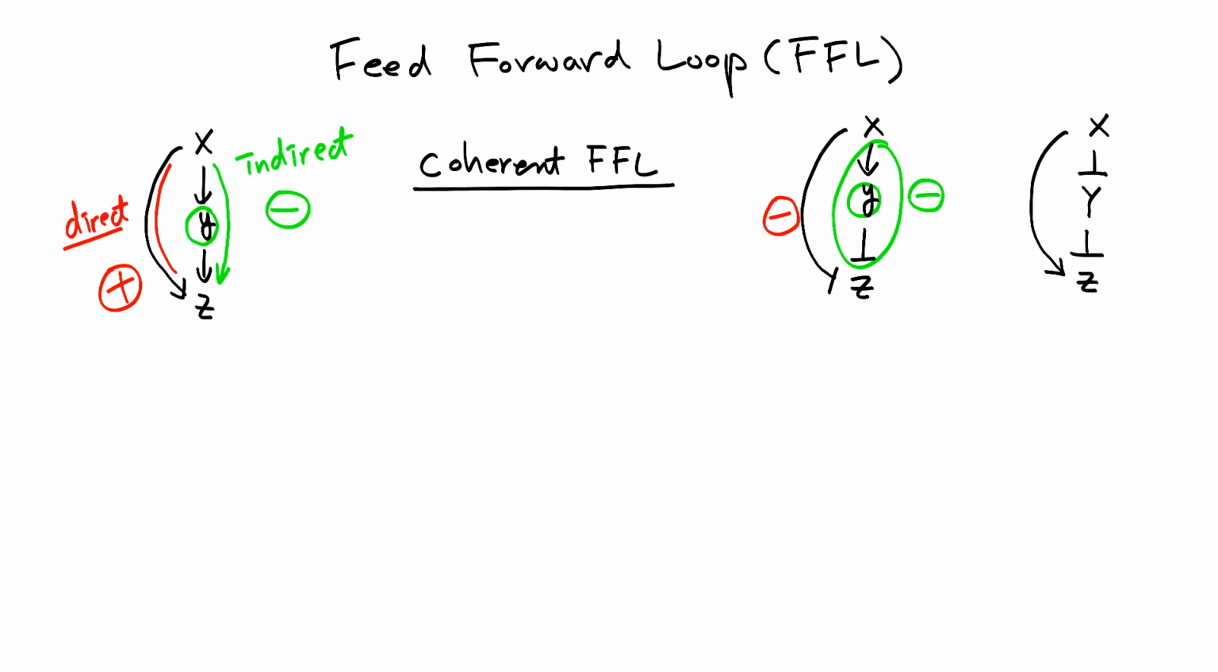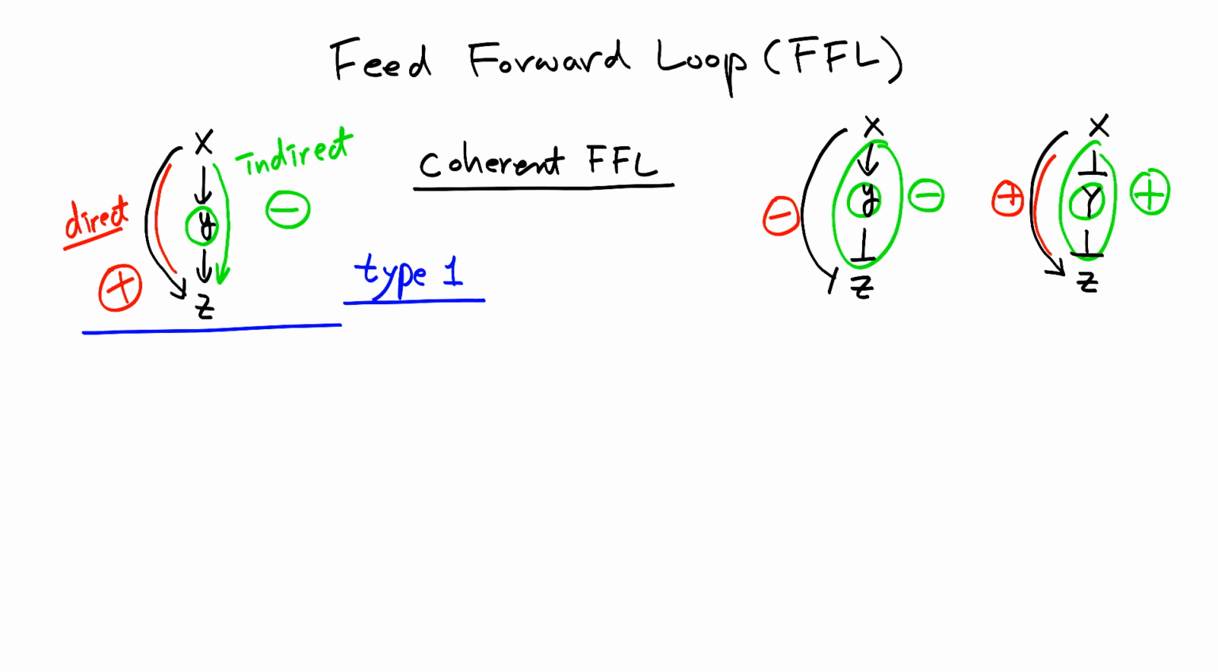So what is the effect of this direct path? Activation. But here, X is suppressing Y, which is suppressing Z. So by suppressing Z's suppression by Y, X is activating Z. This FFL is type 1 coherent FFL and is the most common one.